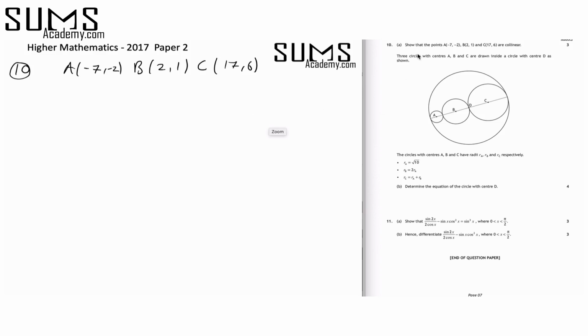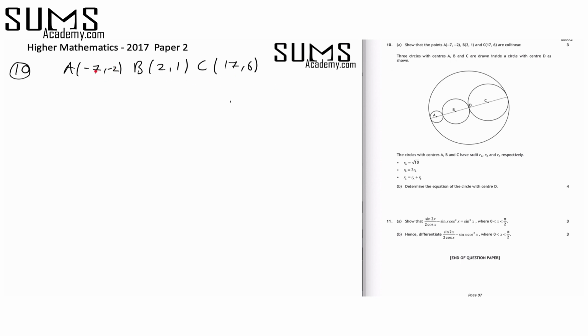So question 10, show that the points A, B, and C are collinear. So I've got the points A, B, and C here, and I like to write them out. I've written out the points here.